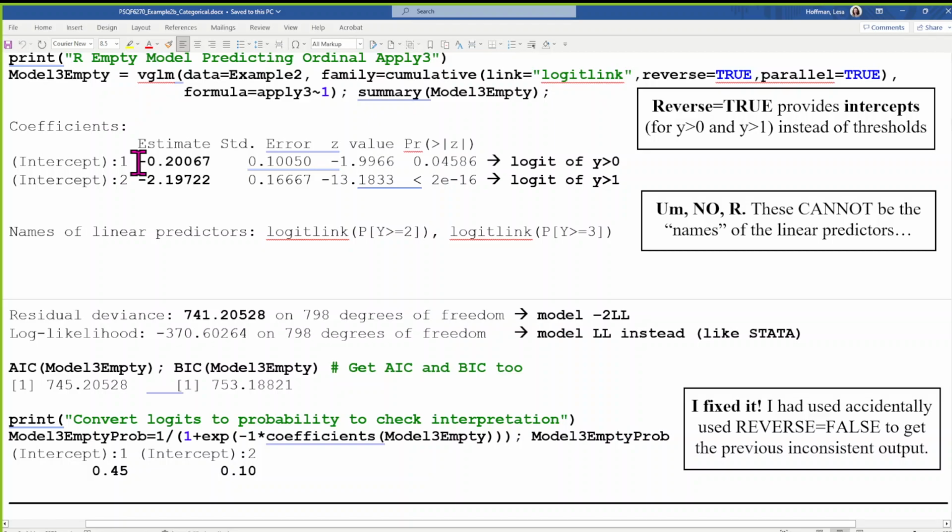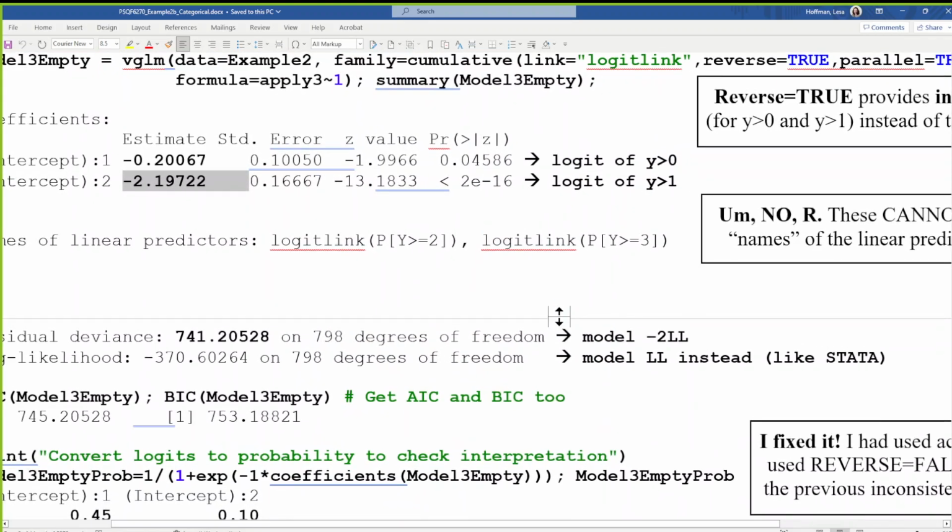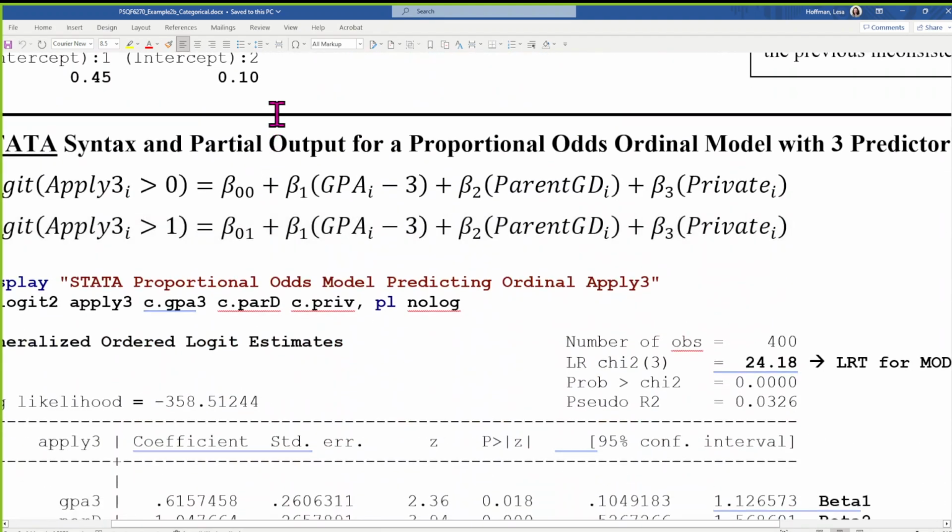If these were thresholds instead, what would this number be right here? What would this be instead of -2? Positive 2. And then a positive 2 would convert into a probability of 0.9 instead of 0.1. So it's the opposite, 1 minus the predicted probability.